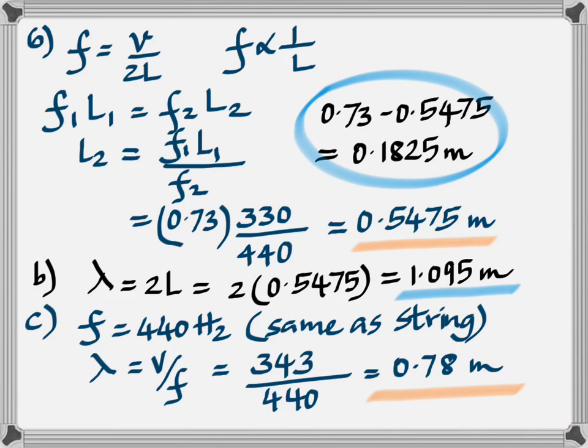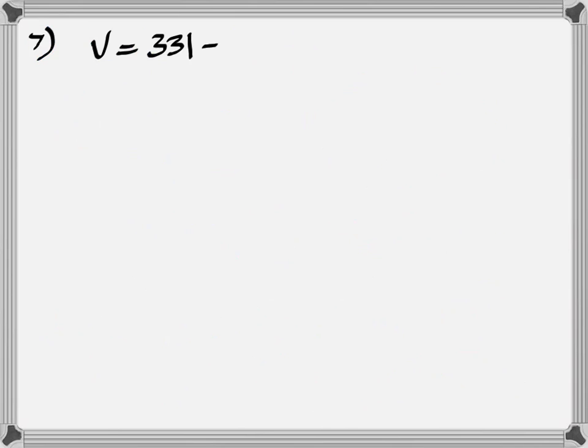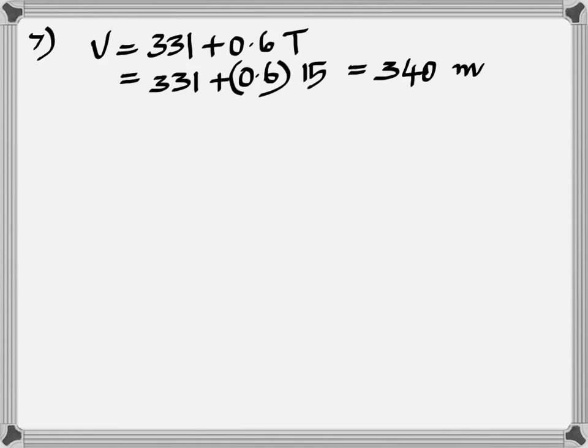That takes us to number 7. It's about pipes now. First you got to find the speed of sound at 15 degrees Celsius, which is what I did just now. 340 meters per second, sorry.